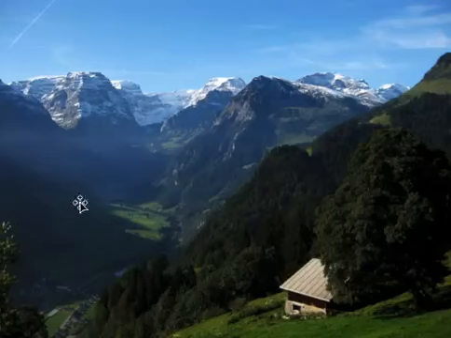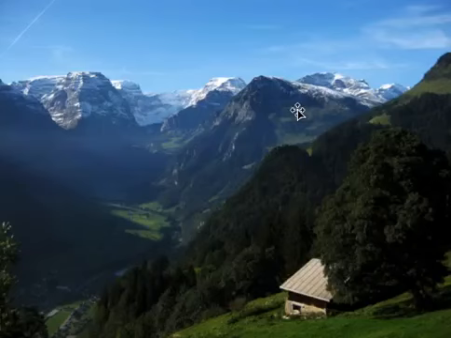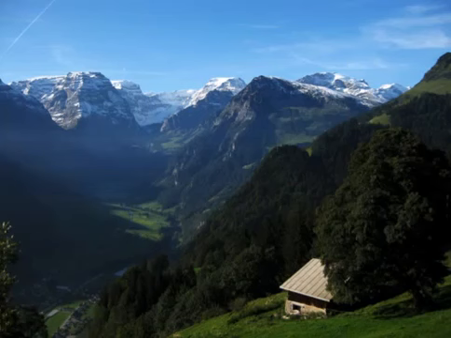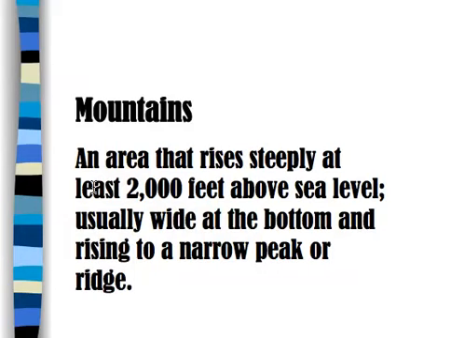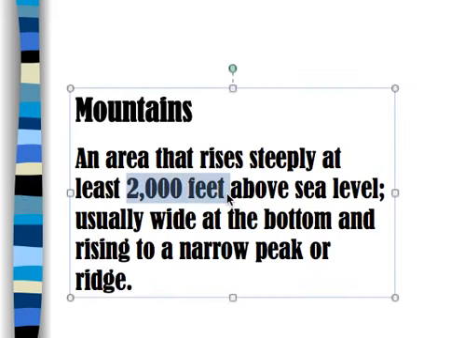Look at these. They're so large. What are they? Yes, you guessed it. They're mountains. All right, they're large, we see. It's a mountain range, actually, because there's multiple ones here. And it is an area that rises steeply at least 2,000 feet above sea level. Probably want to highlight that. And add in rises steeply. Usually wide at the bottom and rising to a narrow peak or ridge.